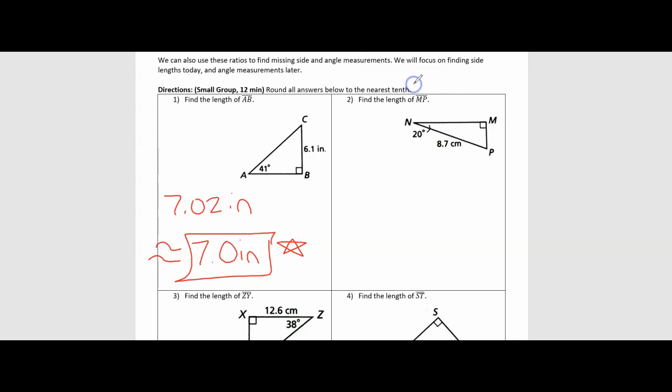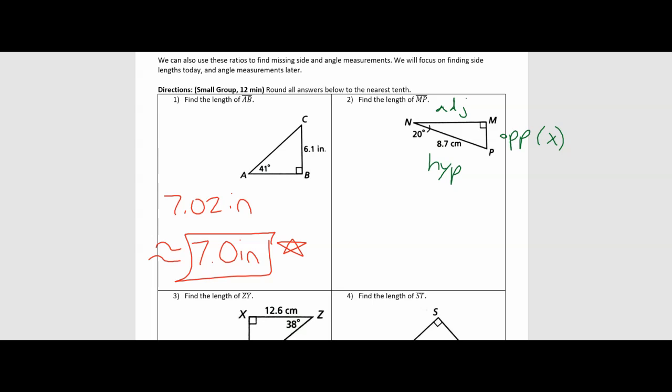Okay, so my reference angle is 20. 8.7 is my hypotenuse. MP is my opposite side. NM is my adjacent. And they're asking us to find MP. So that's going to be my x.